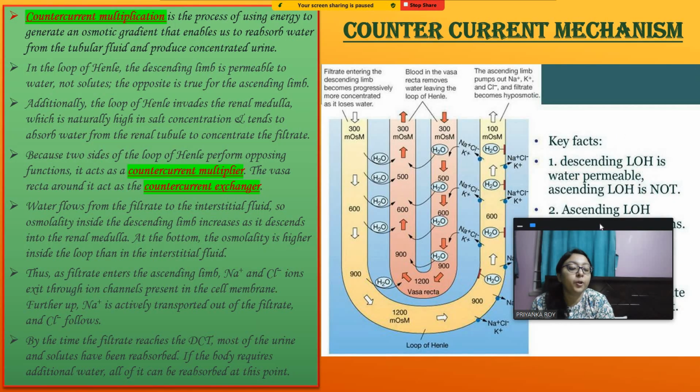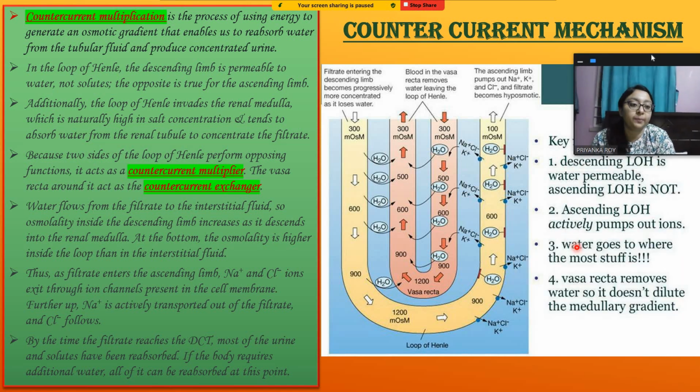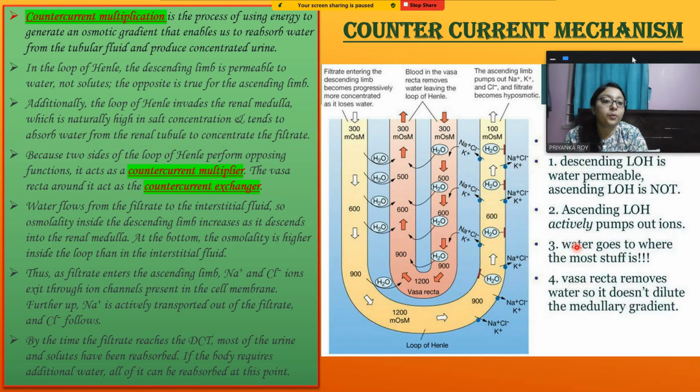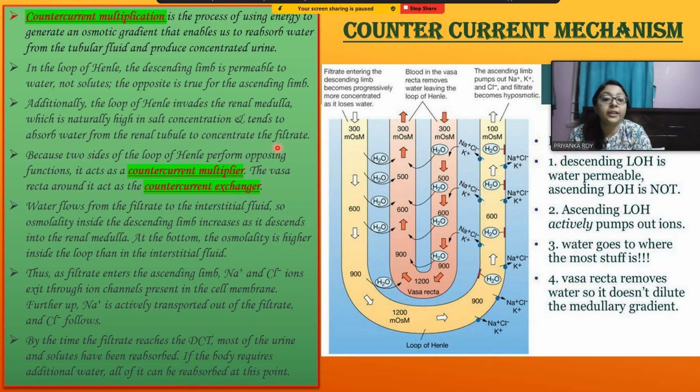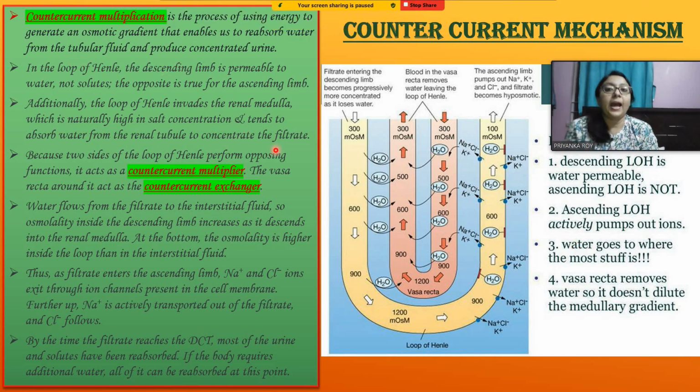Now there is a very important mechanism called the counter current mechanism. So what is the counter current mechanism? It is basically the process of creating an osmotic gradient, and it helps to reabsorb water from the tubular fluid and to produce a very concentrated urine.